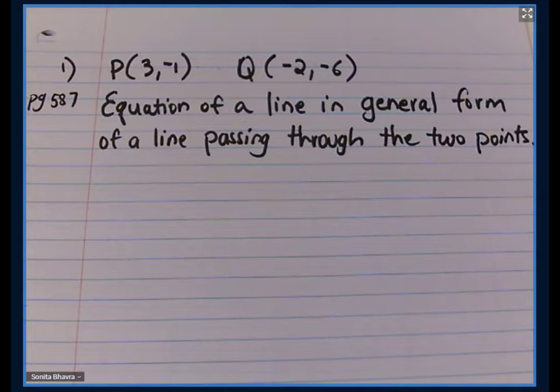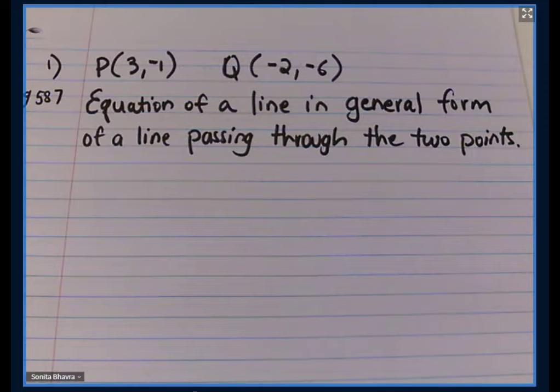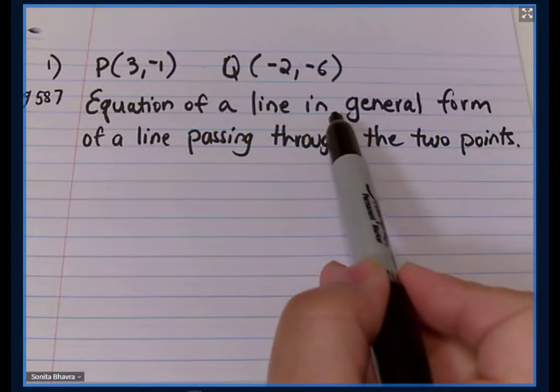And then the last form that we talked about last class, which is the slope point form, which was y minus y1 equals m times x minus x1. So here we have 2 points given, point P and point Q, and that's all that's given. We have to come up with the equation of the line. They want it in general form.